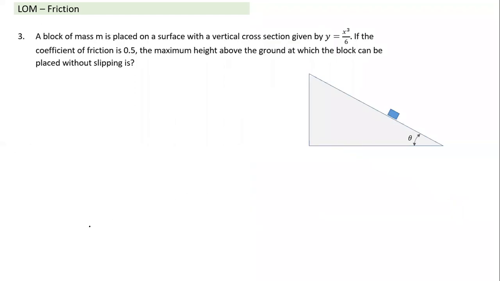Let's come to our next question here. A block of mass m is placed on a surface which has a vertical cross section. This is a last year mains question. The surface is not like a plane inclined surface, it is a curved surface. And if the coefficient of friction is 0.5, what is the maximum height above the ground at which the block can be placed without slipping? You notice here the figure I have drawn is not for a curved surface.